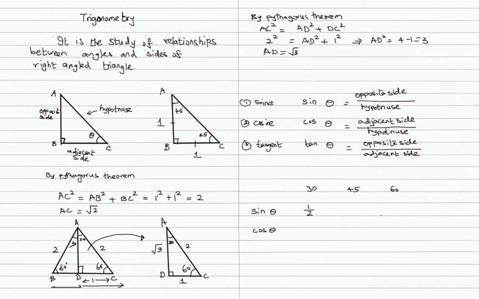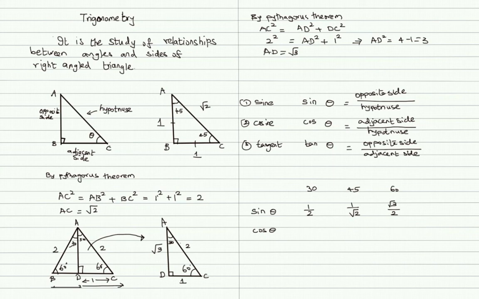Now let us consider sin 60. For 60 the opposite side is root 3 and the hypotenuse is 2. Hence sin 60 is root 3 by 2. To find the value of sin 45, let's consider the triangle ABC, in which for 45 degree angle the opposite side is 1 and the length of AC we have found as root 2. Hence sin 45 is opposite side, that is 1 unit, divided by hypotenuse, which is root 2 units.